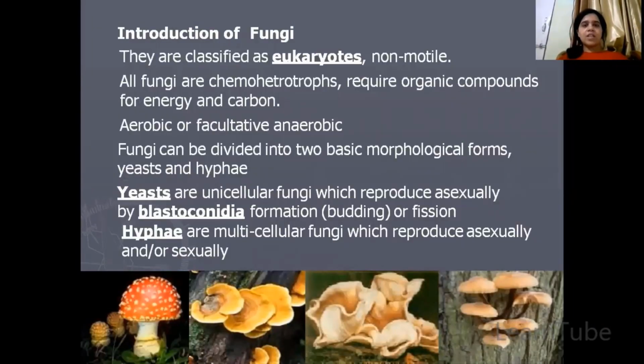So we'll start with the introduction first. Fungi are classified into eukaryotes. As you all know, the difference between prokaryotes and eukaryotes: eukaryotes are the cells which have a defined nucleus. They are non-motile. They cannot move from one place to another. All fungi are chemoheterotrophs. Chemoheterotrophs means they require organic compounds for energy and carbon to grow and for their nutrition.